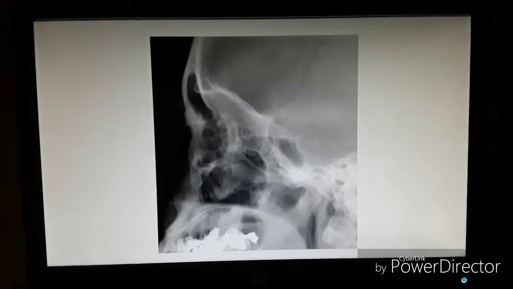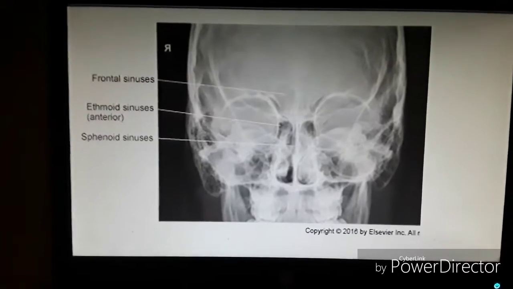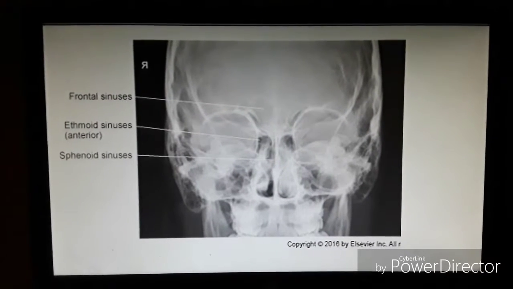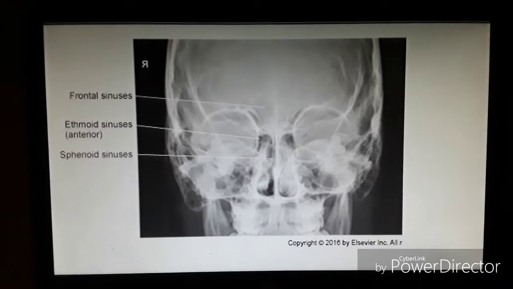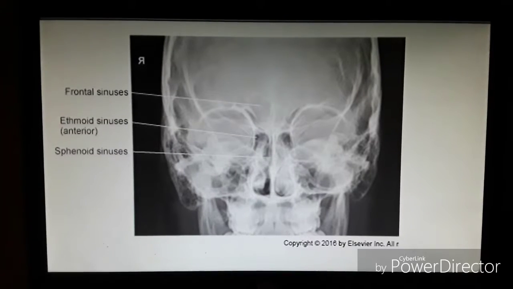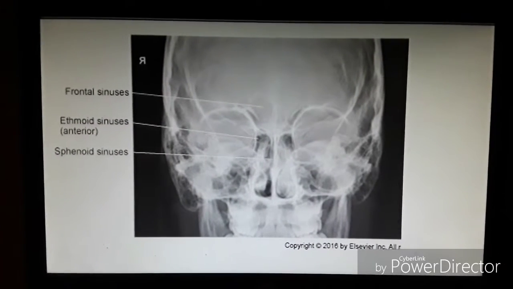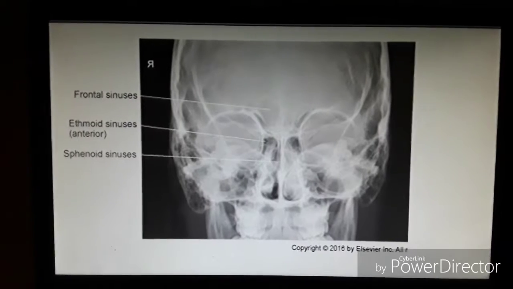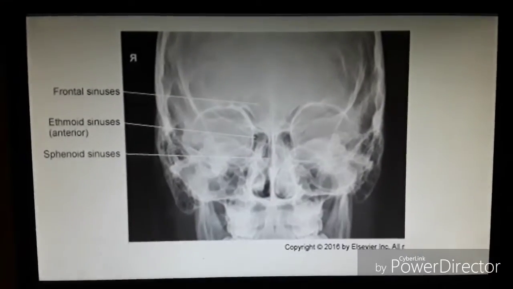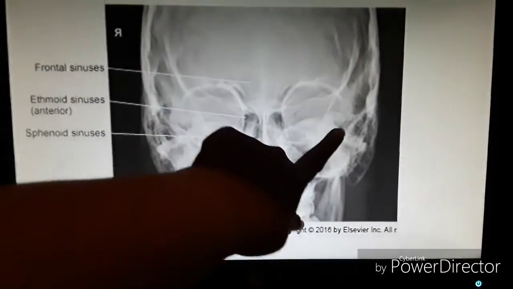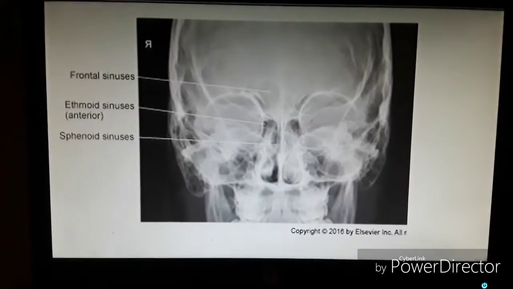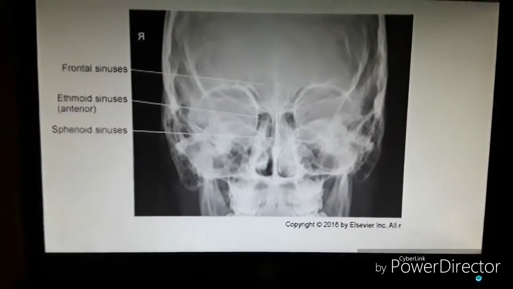And then we move on to our next image, which is our PA axial projection, which is our Caldwell method. For this one, again, we want to see proper collimation with close beam restriction to the sinus area. We want to see the frontal sinuses lying above the frontal nasal suture, and the anterior ethmoid air cells lying above the petrous ridges. So here are our frontal sinuses. Our petrous ridges are here. And here you can also see the ethmoid sinuses. The sphenoid sinuses can be seen, but they're superimposed.